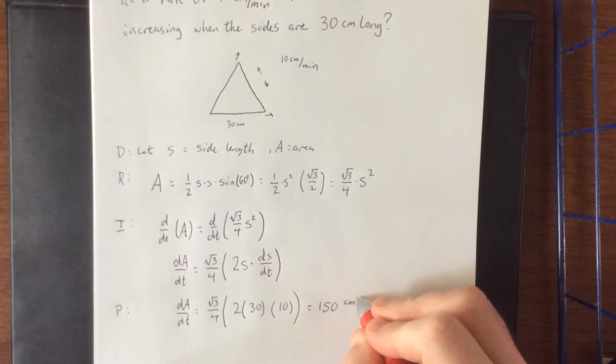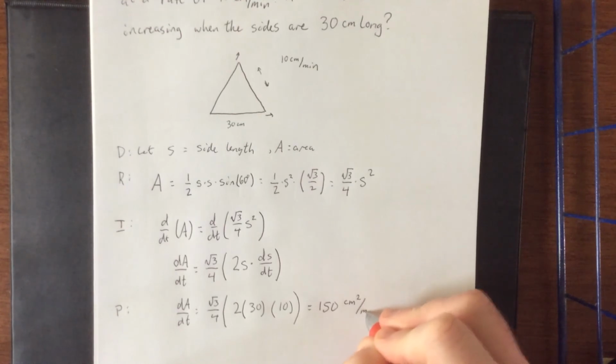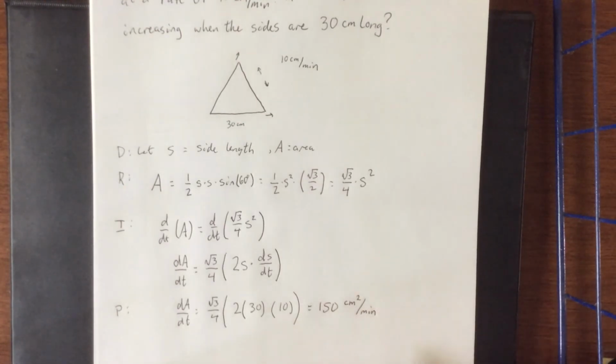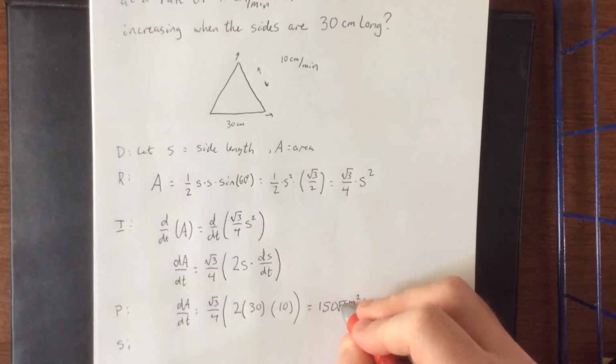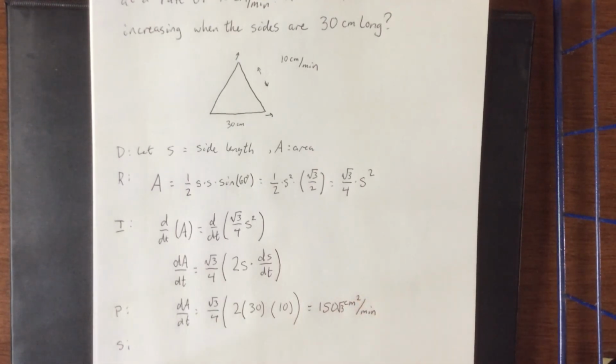We took a centimeter times a centimeter per minute, so that will have units of centimeters squared per minute. There was no solving that we had to do since we already had dA/dt by itself on one side as we got started. Pardon me, that was 150 square roots of 3 centimeters squared per minute. Final answer.